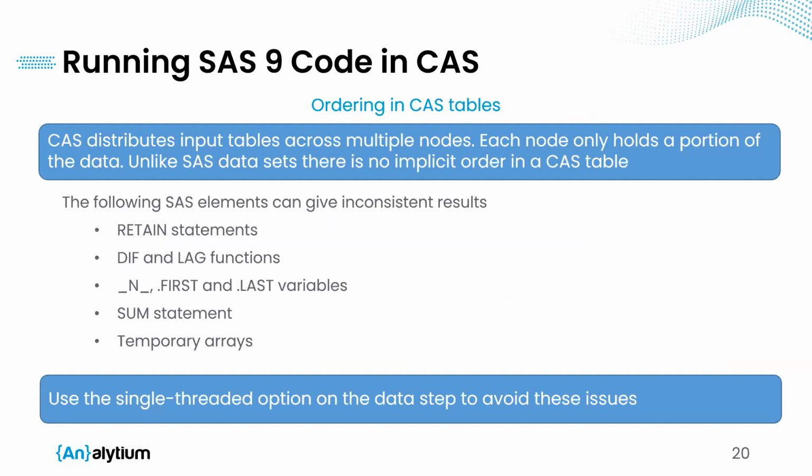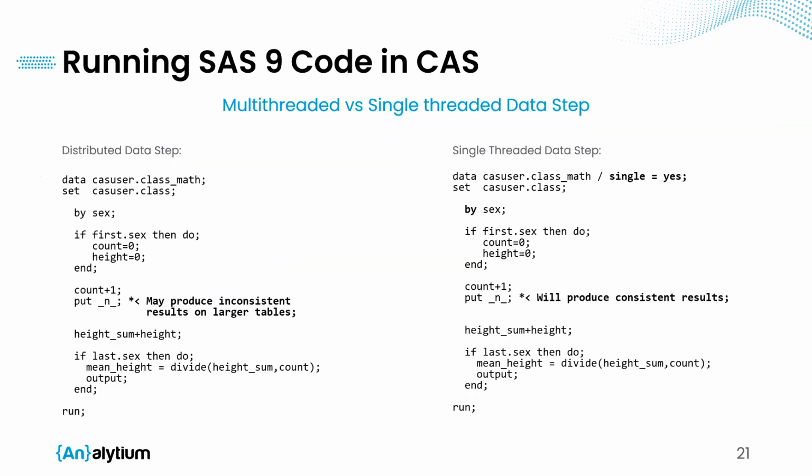A significant difference in running SAS code on CAS is the ordering in CAS tables. Due to the way data is split and stored on multiple nodes in CAS, any functions or statements that rely on the order of data may behave differently. You can specify the single threaded option on the data step to avoid the issue, but you may get a performance hit. You can see those sort of statements there, including retain, diff, lag, sum statements, and temporary arrays. They can all cause you some problems.